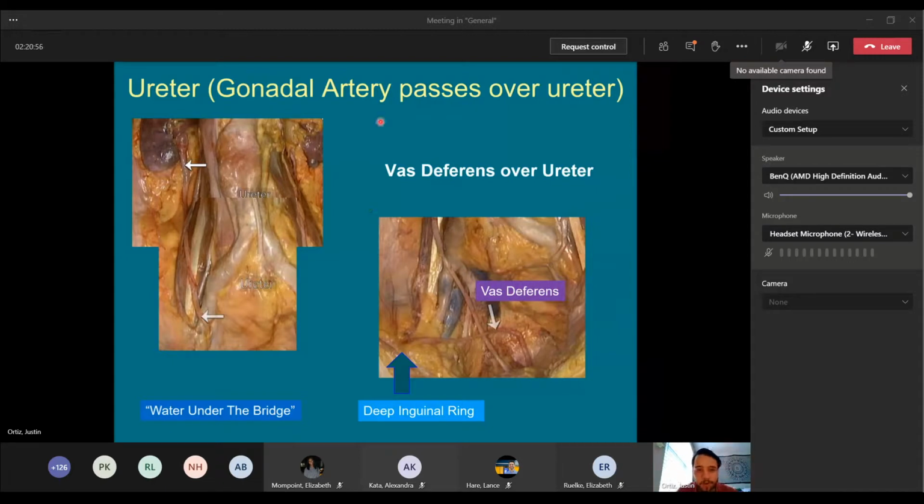So again, here's the ureter. Vas deferens over the ureter in males, but the uterine artery over the ureter in females. This is your ureter, and this is your vas deferens, right? This is the deep inguinal ring, because your vas deferens is coming out of your deep inguinal ring, eventually to go into the prostate gland, your ejaculatory duct, etc. It goes through all that. So that's the vas deferens.